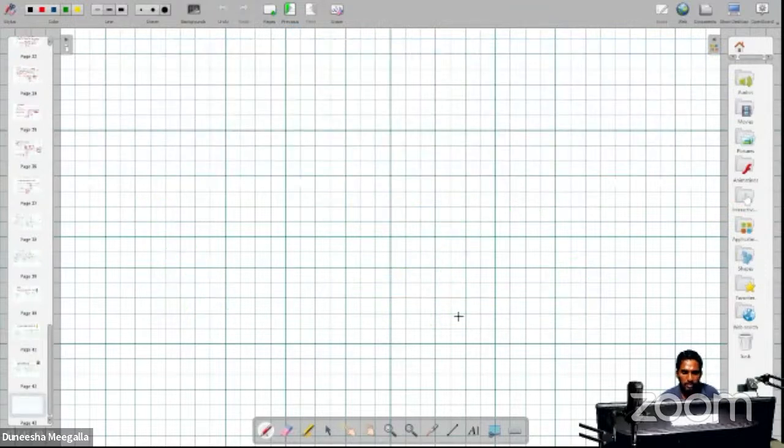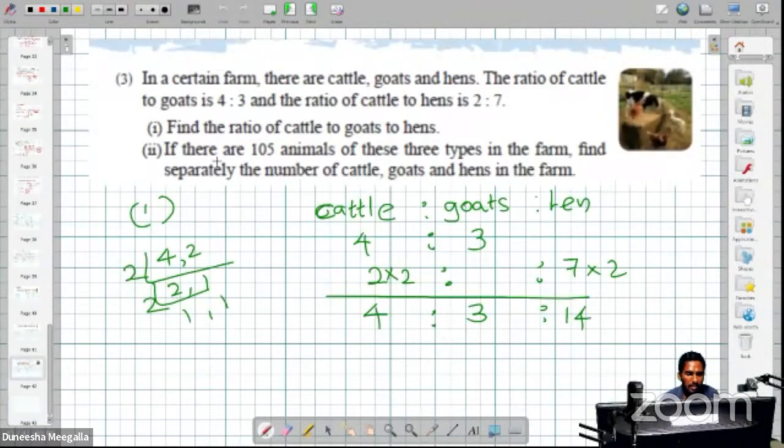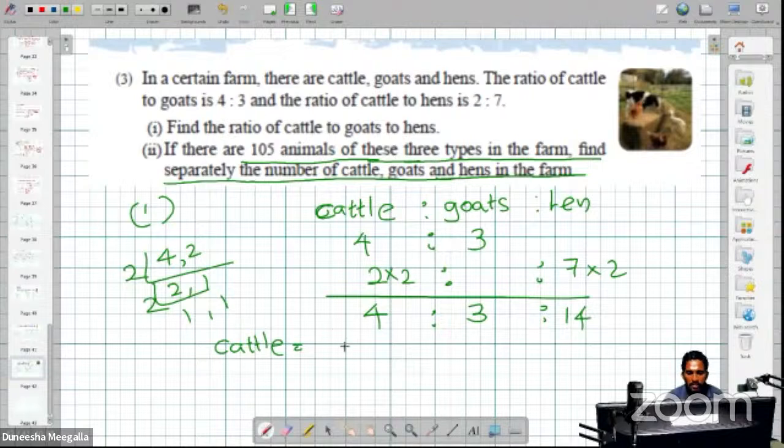I'm going to the next question. There is another small question in the same problem, right? If there are 105 animals of these three types in the farm, find the separate number of cattle, goat, and hens. Cattle. Then what is the ratio? What is the fraction of cattle?